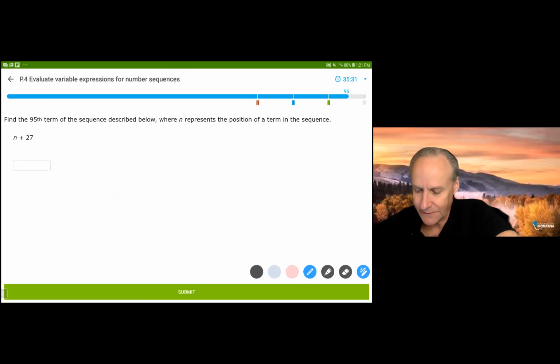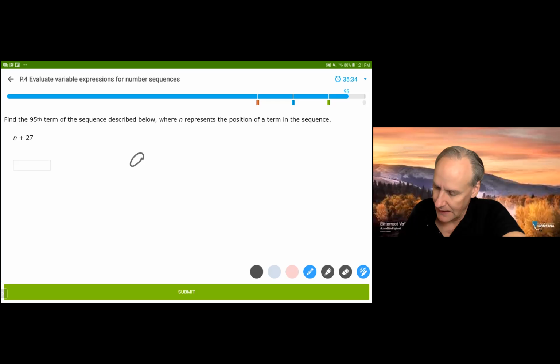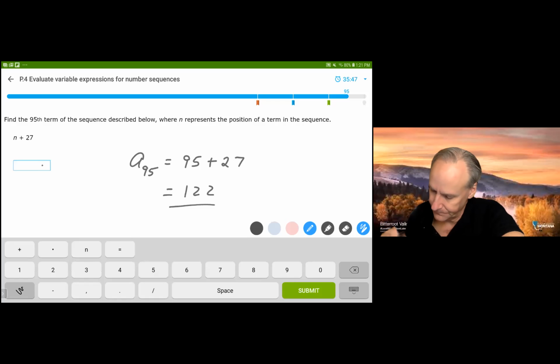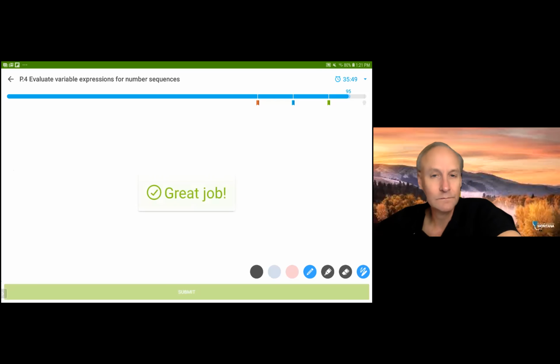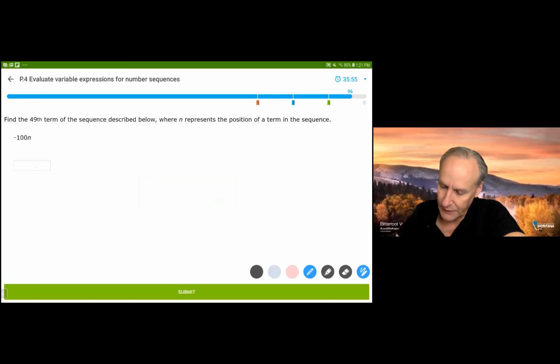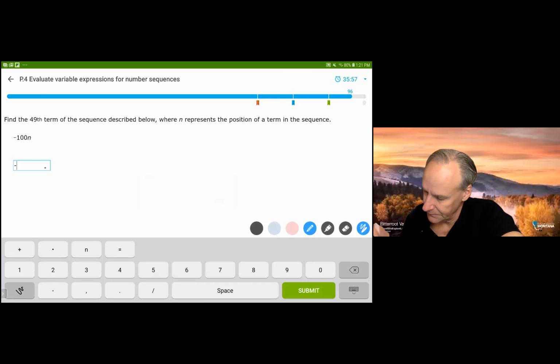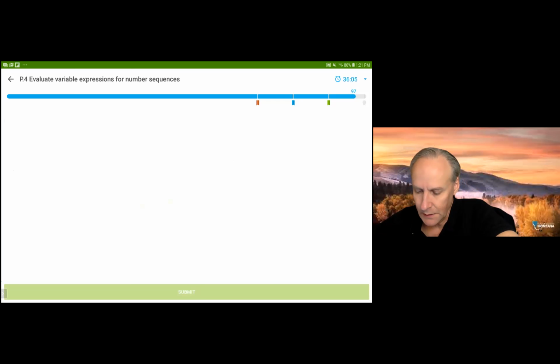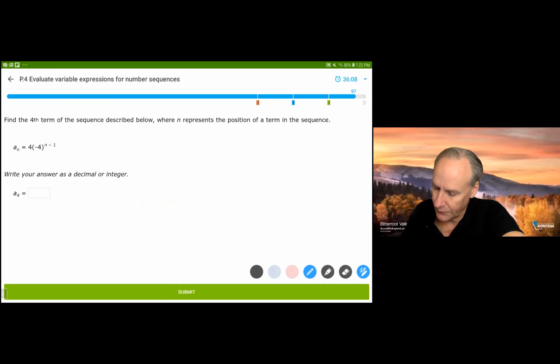n plus 27, 95th term, that's going to be easy. a to the 95 is 95 plus 27, of course, because I'm substituting for the n. And of course, that's going to be 122, isn't it? And negative 100n is negative 4900. I'm going to be lazy and just put it in. 49 times 100 is negative 4,900. And 4, we're going to put the 4 in.